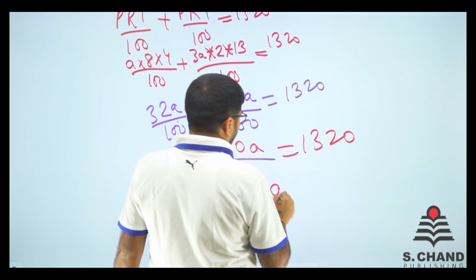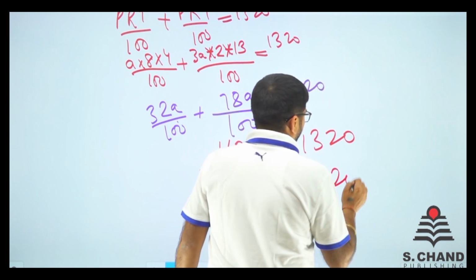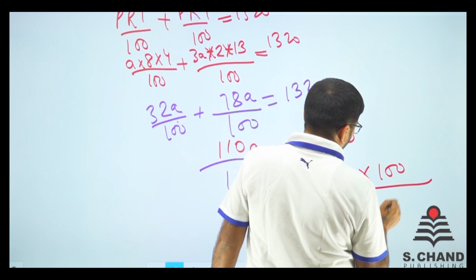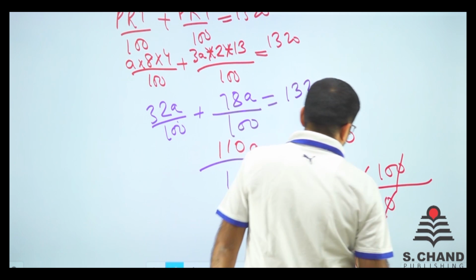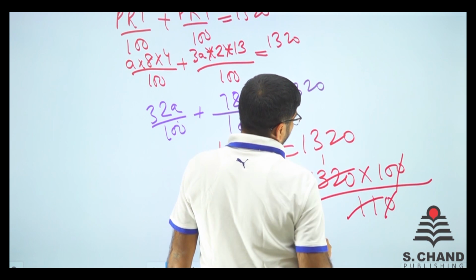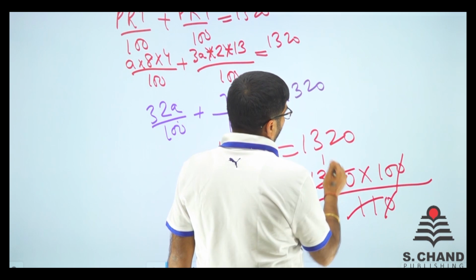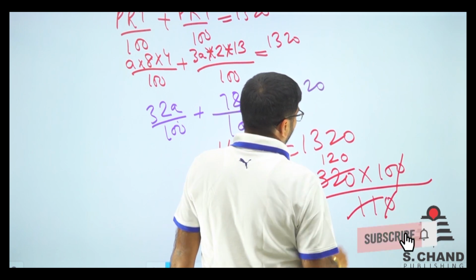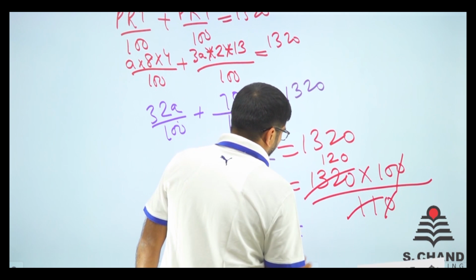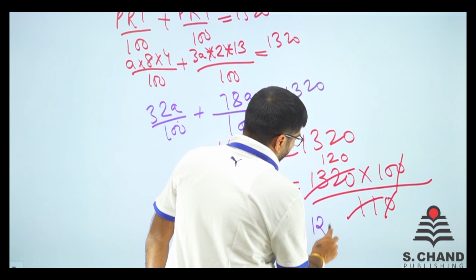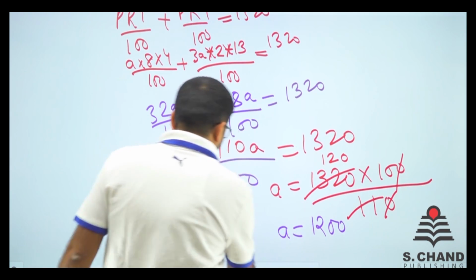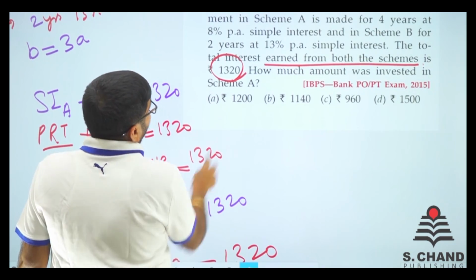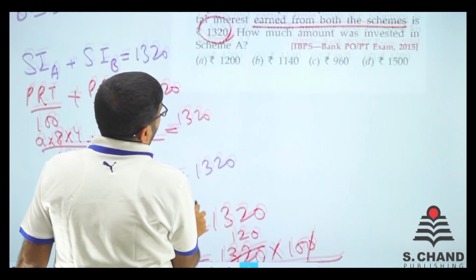So what we'll do is A is equal to 1320 into 100 divided by 110. So 0 gets cancelled out. 11 ones are 11. We got 2 here, 22. So 12 and 0. So 120 and 0. So A is equal to 1200, right? What is asked? How much amount was invested by A? So how much was in scheme A? 1200.